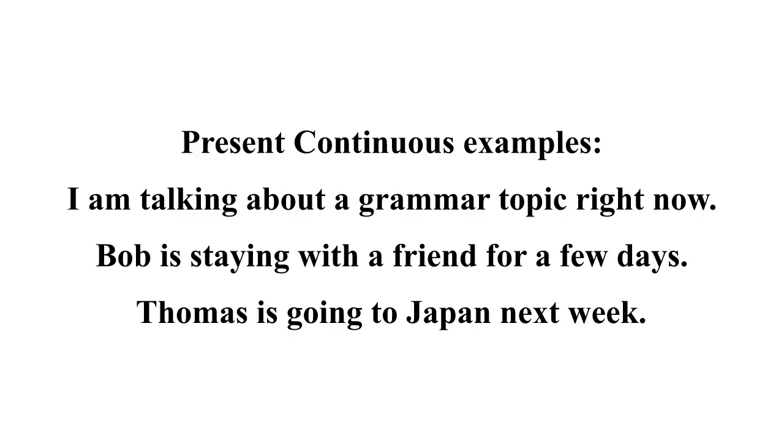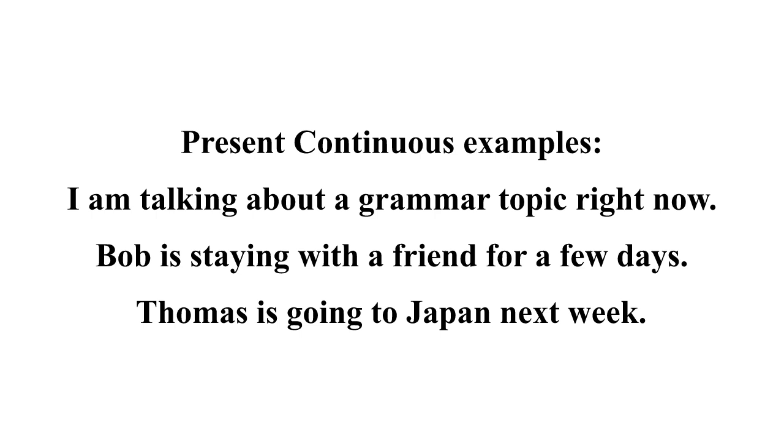Okay, so some examples. I am talking about a grammar topic right now. So I am talking. So again, subject I, am is the verb to be. So I am, and talk plus ing. Bob is staying with a friend for a few days. Is staying. That's an example of a temporary situation. So he's not going to stay with his friend forever, but it's a temporary situation.